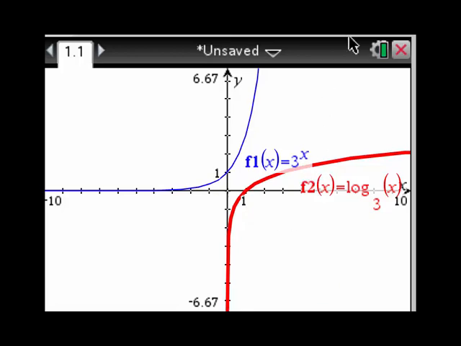So go ahead, pause the video, graph number 2, and state the domain and range. Hint, it doesn't change.